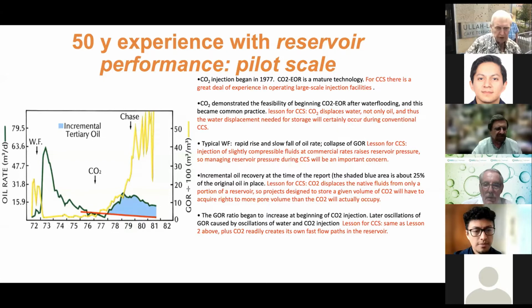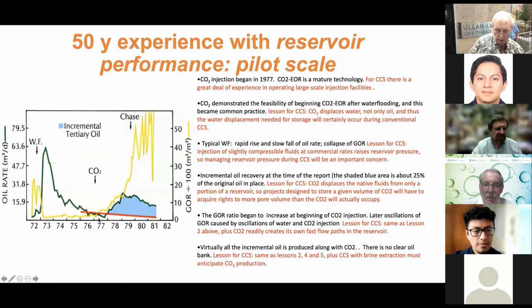It is surprising to me, and it's pretty common, that virtually all of the oil is produced with the CO2. So laboratory experiments and one-dimensional simulations will say that these things will form an oil bank and you will produce a clean oil bank, but that just doesn't happen. The oil is produced with the CO2, so you should expect to separate it.